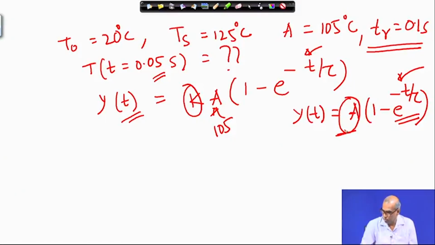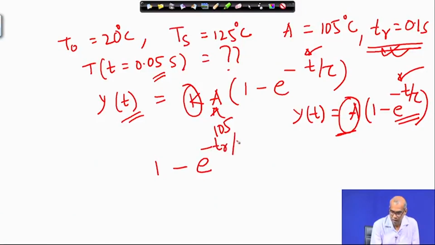So, y(t) equal to A is the final response. So, 90% will be achieved in time t r. So, what we can write is 1 minus e to the power minus t r by tau is equal to 0.9.